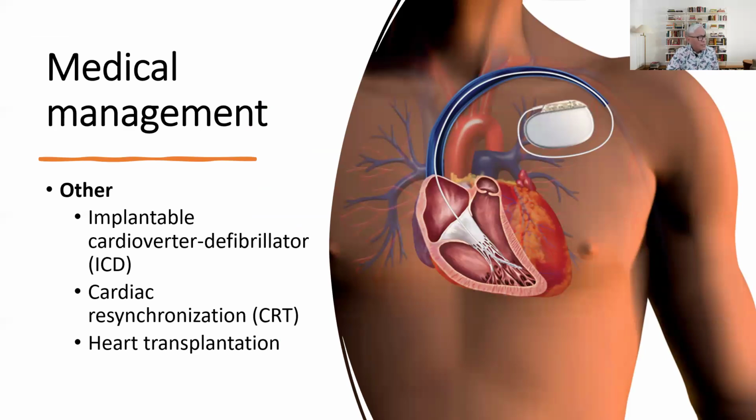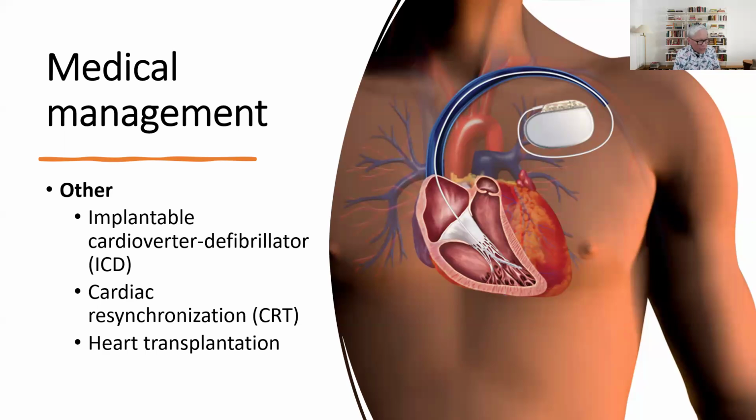Now, other than medications, are there any other things that we can do for patients with heart failure? And the answer to that is yes. Sometimes because these patients are going to be predisposed to sudden cardiac death, an implantable cardioverter defibrillator, an ICD, is usually inserted, particularly in patients who have an ejection fraction of less than 35%. They are going to be candidates for an implantable cardioverter defibrillator because they have a high incidence of sudden cardiac death.